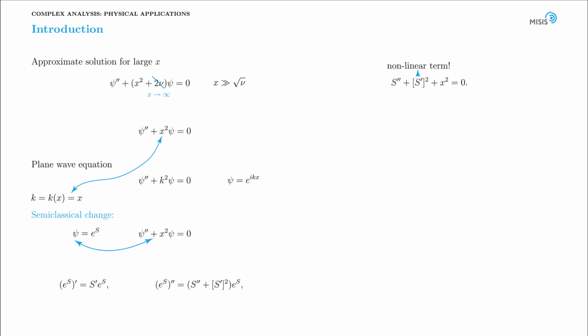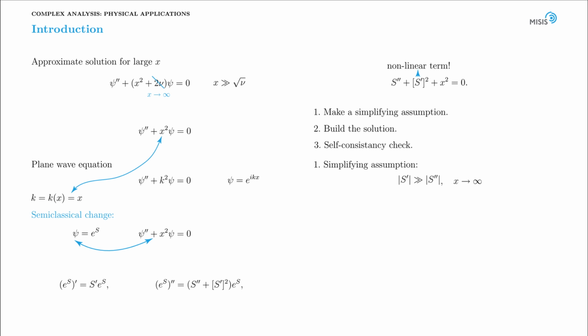But we don't need the exact solution. We only want the approximate one, valid for large x. So we follow the standard path. Step 1. Make a simplifying assumption. Step 2. Build the solution based on this assumption. Step 3. Check if this assumption is preserved by the found solution.